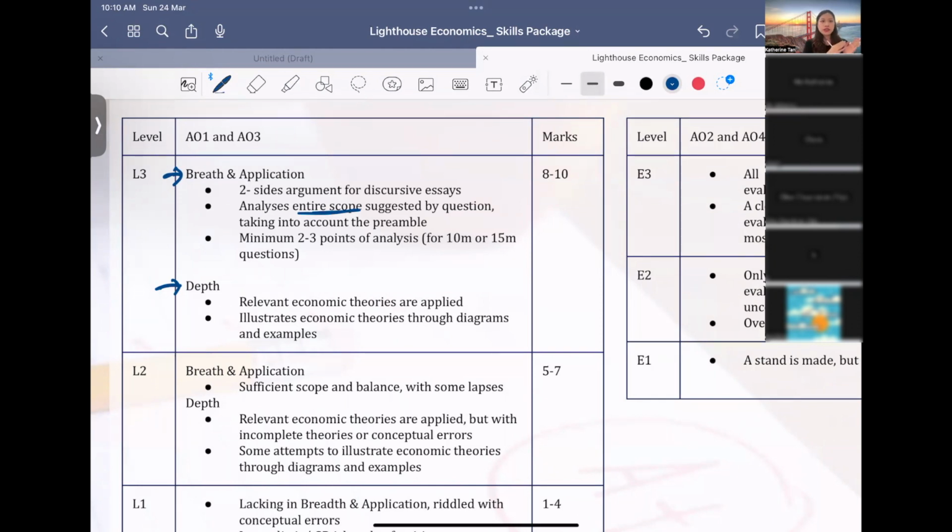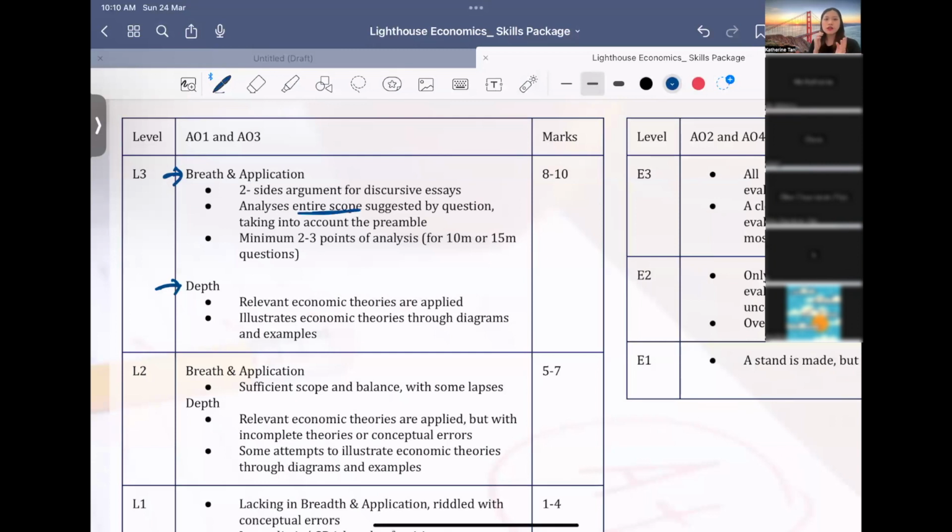Usually for an L3, it means that every time there's a question, you must be able to unpack every single component of the question and answer the entire scope suggested by the question. And if there's a preamble or context in the question, for example, Singapore has one of the lowest inflation rates, or Singapore has been experiencing high inflation for the past few years, you must take into account that scope. If you cover the entire scope and preamble, that's how you get into the L3 component.